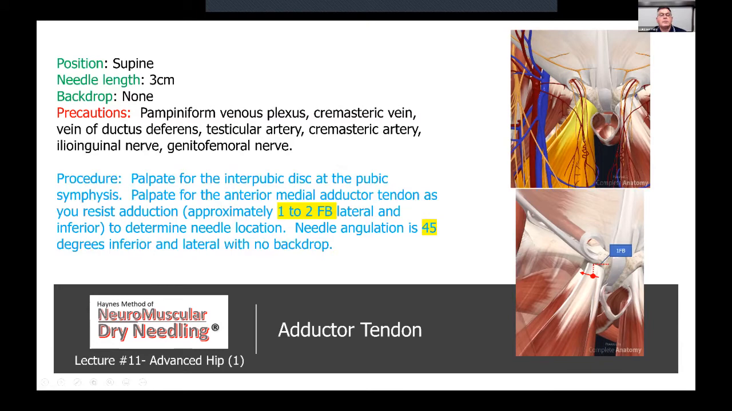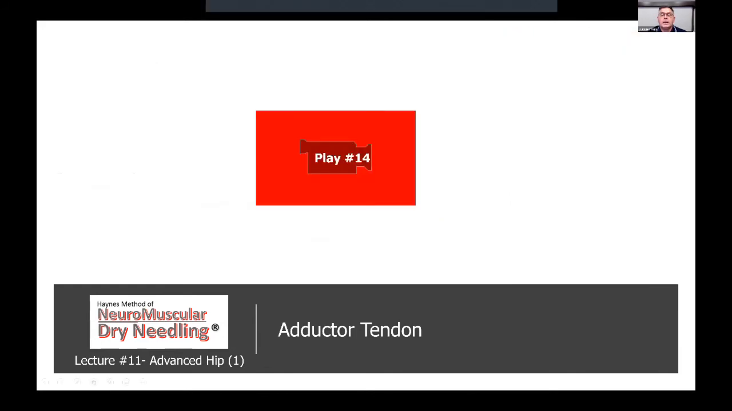So at the interpubic disc, the pubic symphysis, we'll palpate the adductor tendon as you resist adduction, and then 1 to 2 finger breadths lateral and inferior to determine the needle location. Needle angulation is going to be 45 degrees inferior and lateral with no backdrop. So a 3 centimeter needle is all we're going to need here, threading away from the midline to thread through that group. Let's come to that.